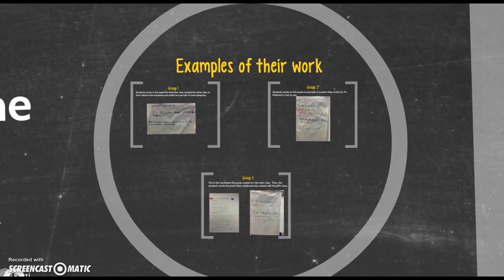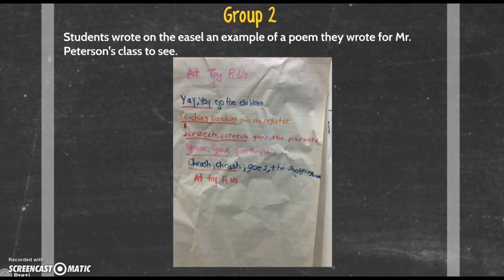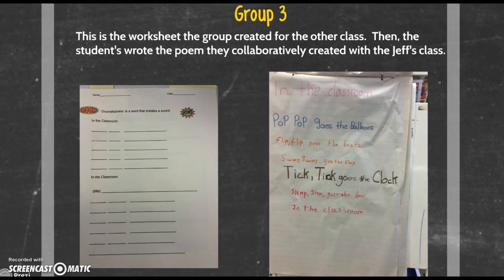This is some of their examples of their work. They created, on the easel, what they wanted the other class to see. So this is the first group. They wanted them to know about onomatopoeia and what it was. The second group wrote on the easel an example of their poem. And then the third group created a worksheet to go along with it.